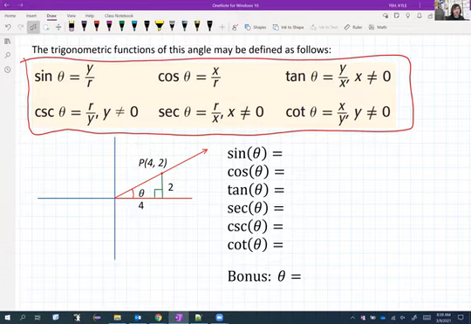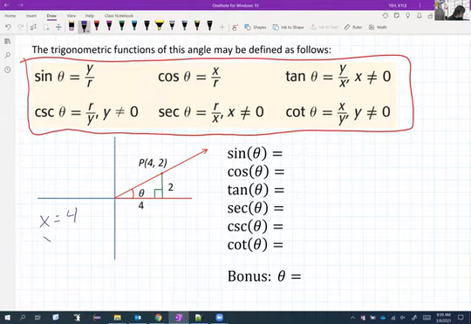And so we're asked, what is sine, cosine, tangent, cosecant, secant, cotangent of theta if the terminal side goes through that point? Well, here's what we're going to do. On this problem, I know that x equals 4. You want to know how I know that? Because we were told right here in the point that the x coordinate is 4.